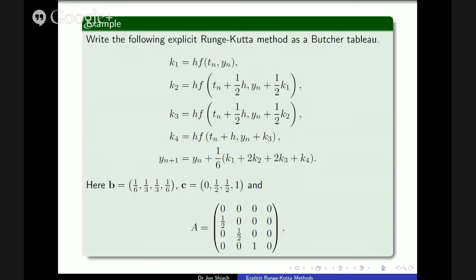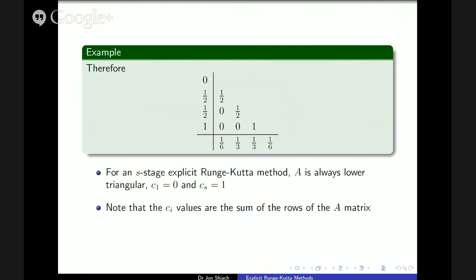If we establish what the B, C, and A values are, we can just write that as this Butcher tableau. You remember C's down the left, B's along the bottom, and A goes in the top right quadrant. Notice all the zeros in the upper triangular region are just ignored. This is because it's an explicit Runge-Kutta method. In an explicit method, A will always be lower triangular. So in other words, the main diagonal of the matrix A is 0, and the upper triangular region is also 0. So we just ignore it. We don't bother writing it down.